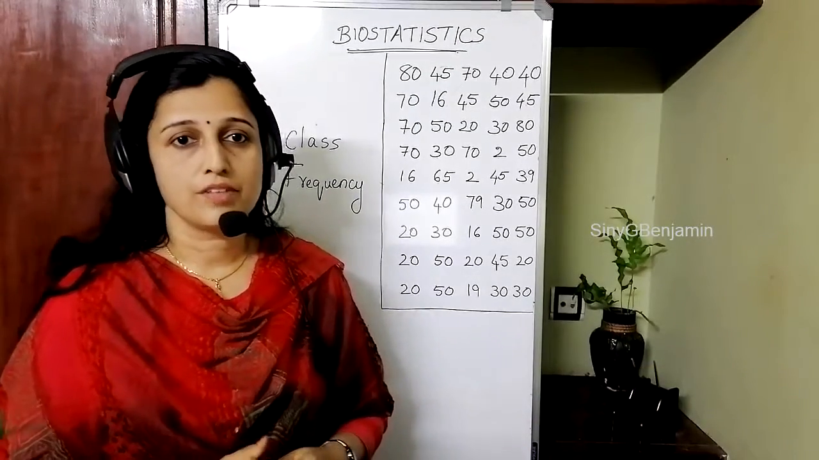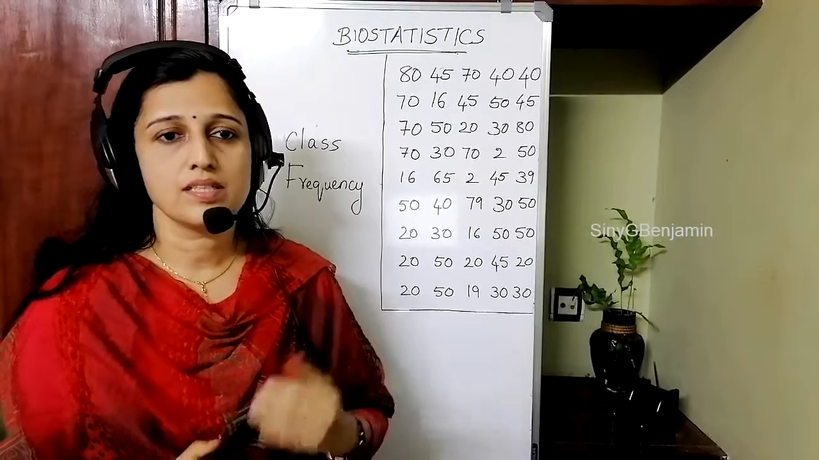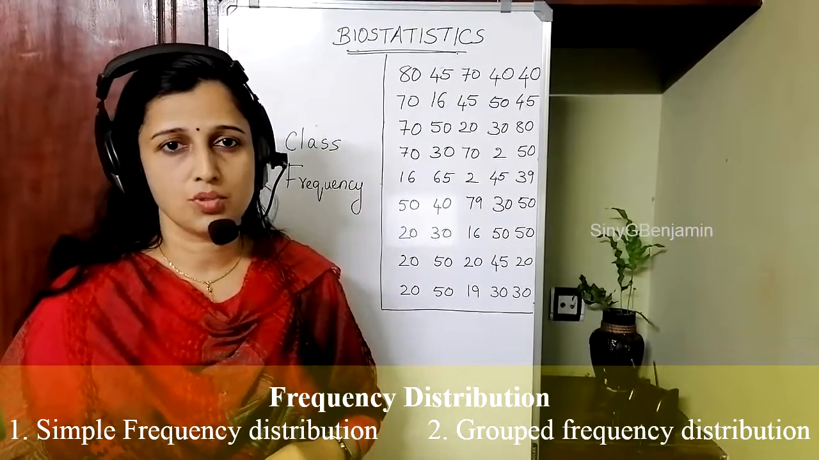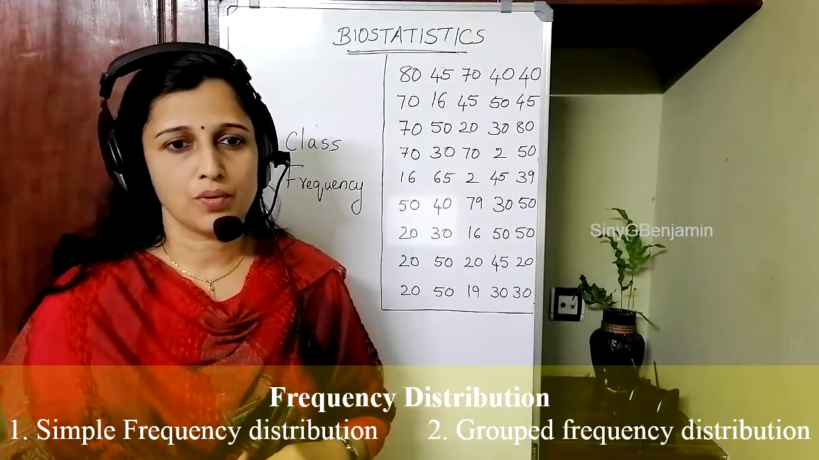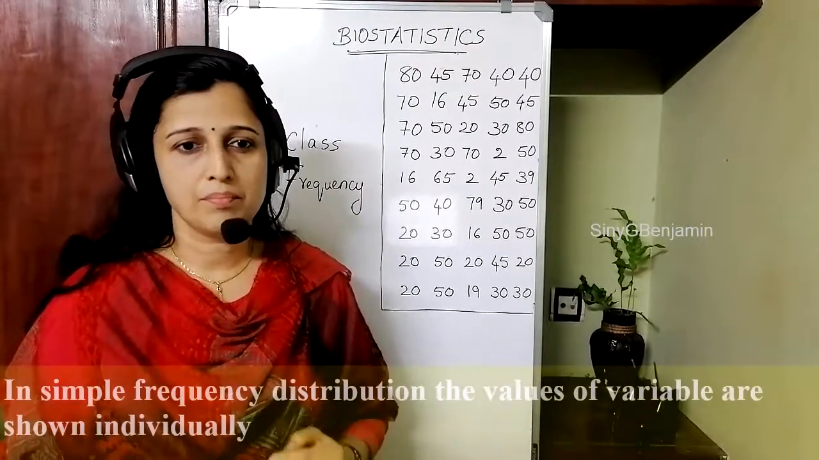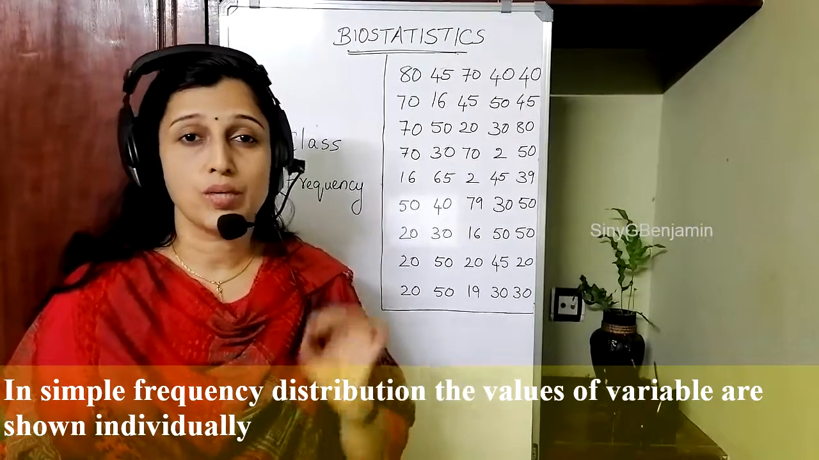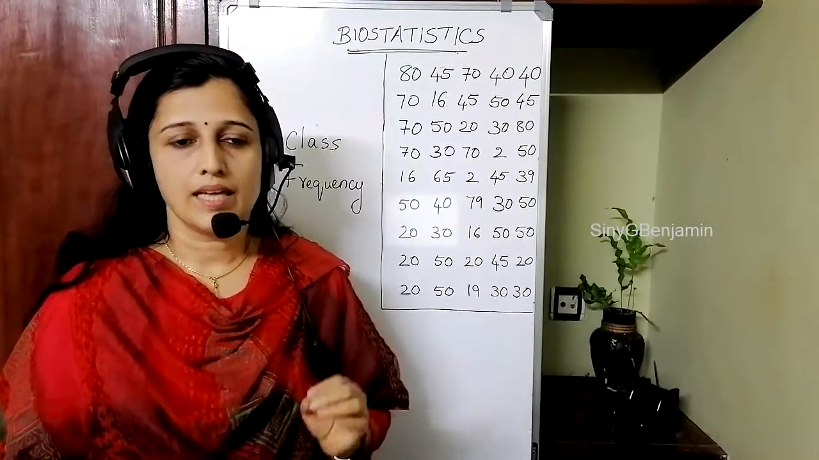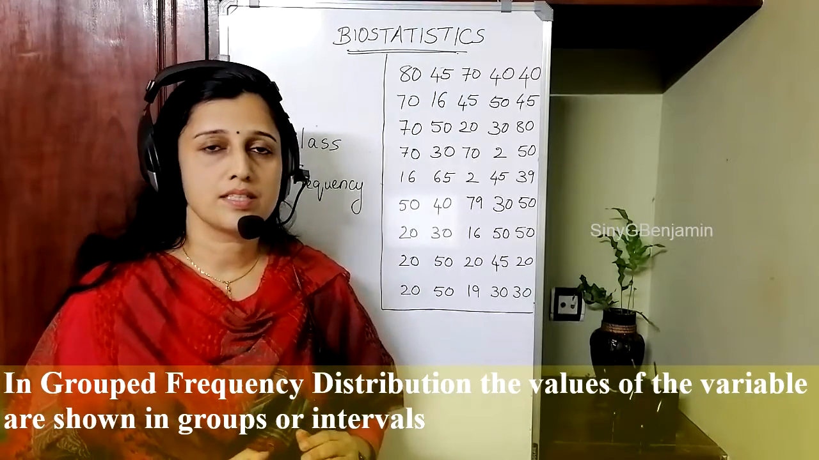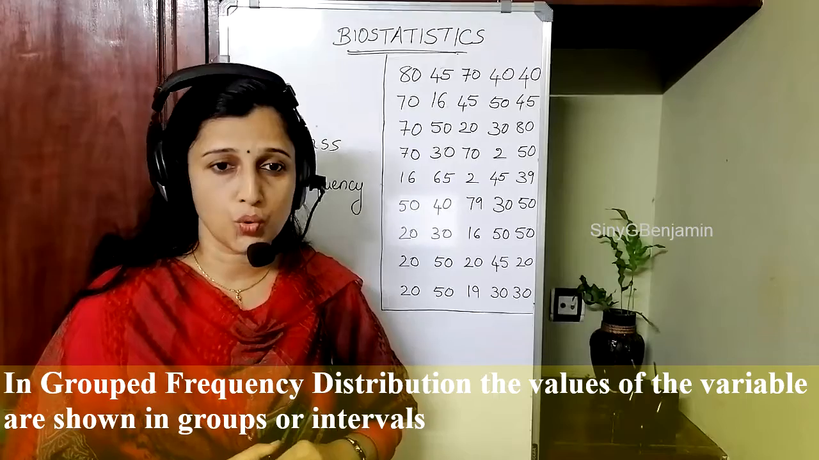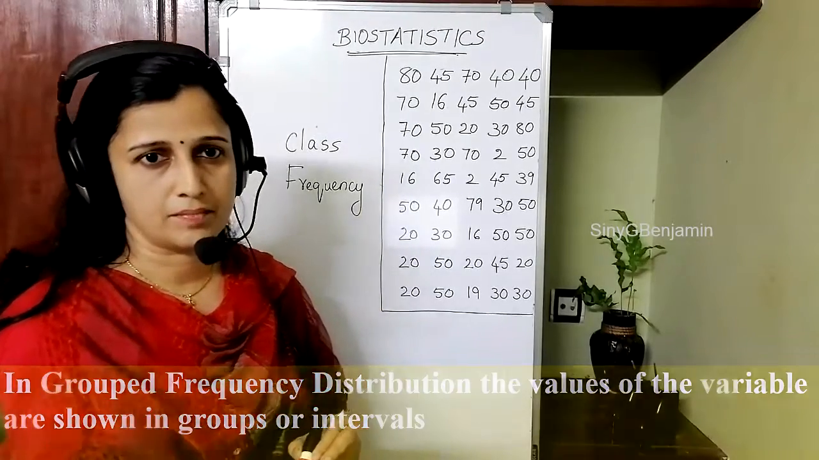Now let's see what a frequency distribution is. The frequency distribution is of two types: simple frequency distribution and grouped frequency distribution. In simple frequency distribution, the values of the variables are shown individually, and in grouped frequency distribution, the values of the variables are shown in groups or intervals.